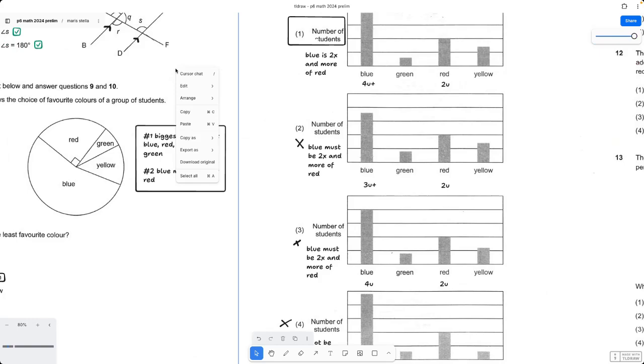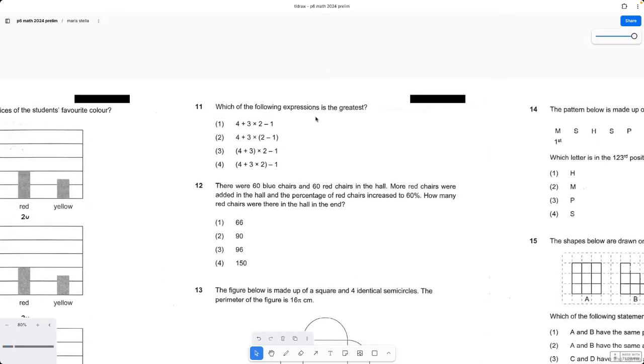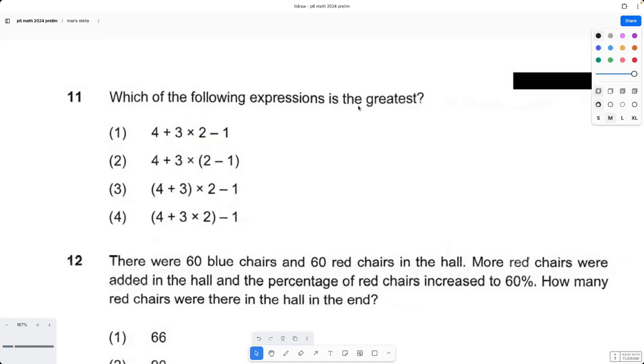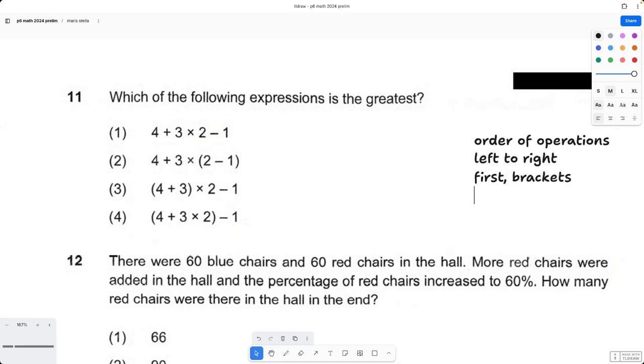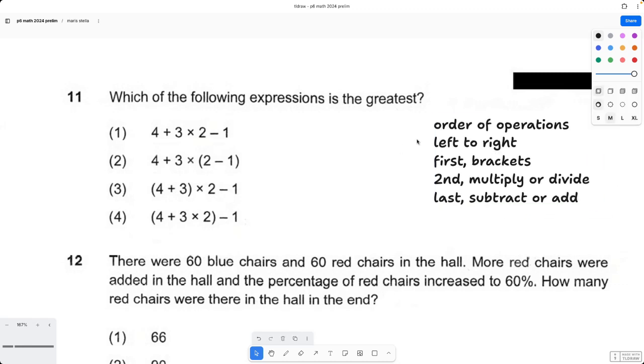All right. Let's move to the next question. Question number 11. Which of the following expressions is the greatest? Right, order of operations. So left to right, brackets first, then second is multiply or divide. The last is subtract or add. Okay, so these are the operations.